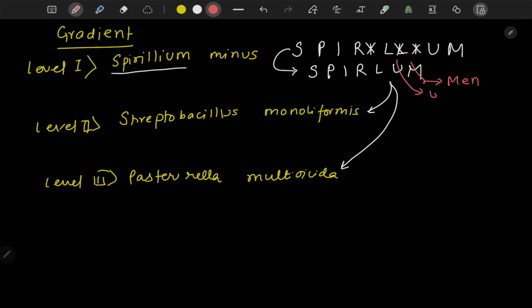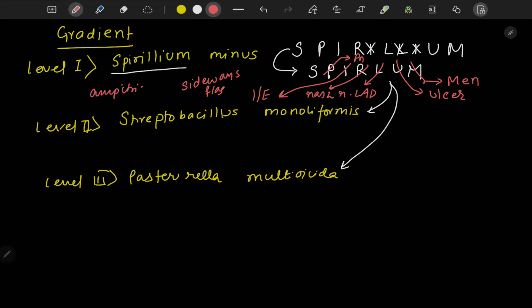Meningitis, ulcer, because all of them are through bites, regional lymphadenopathy, rash, risk of infective endocarditis, a great response to penicillin, and actually S stands for sideways flagella, which is amphitrichous flagella, but that is supposed to be only for Spirillum. This is not applicable to others.